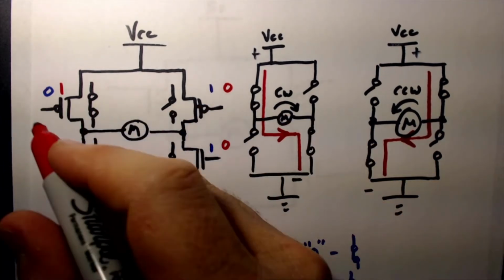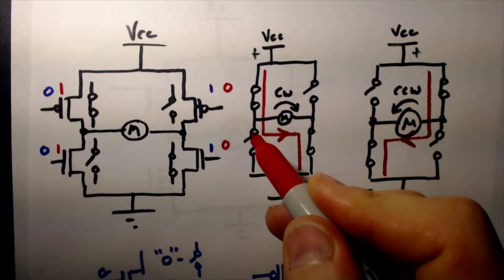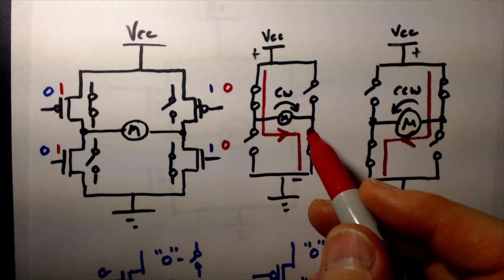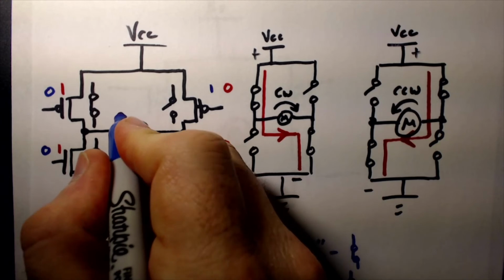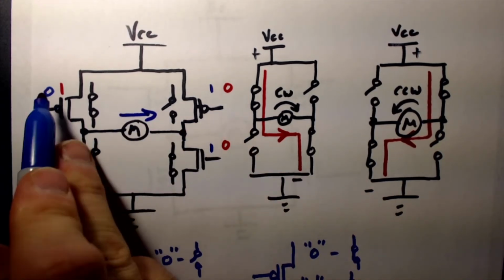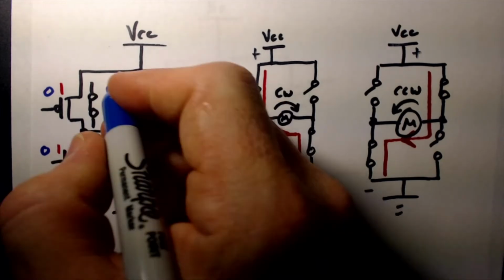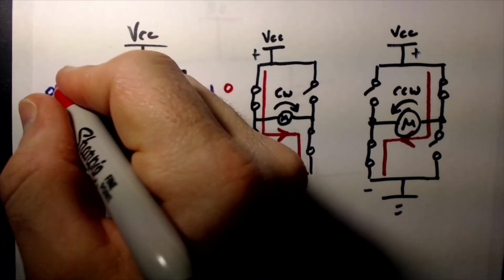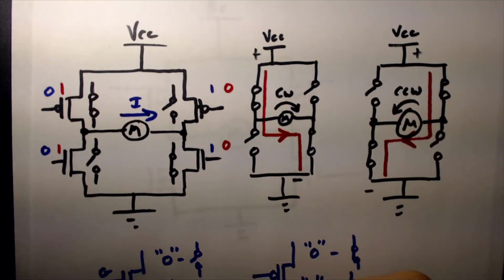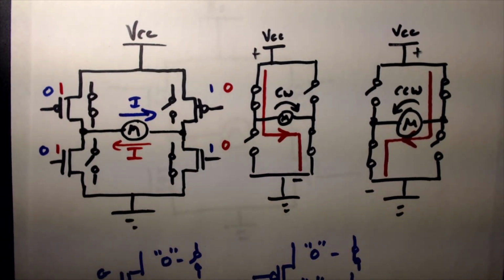0 on one side and 1 on the other side creates clockwise motion from my motor, or my current to go to the right. I'll keep the colors the same, so 0's on the left and 1's on the right creates my current going to the right. And if I flip that and apply 1's on the left and 0's on the right, I get my current going to the left. Okay? So again, I can do this with an inverter.